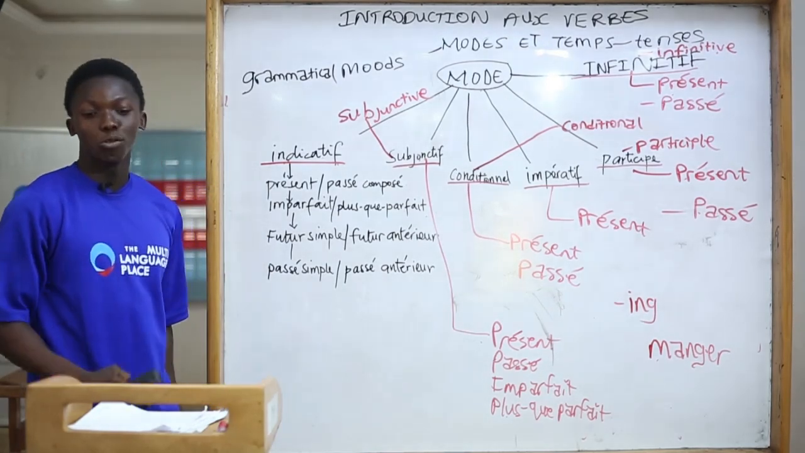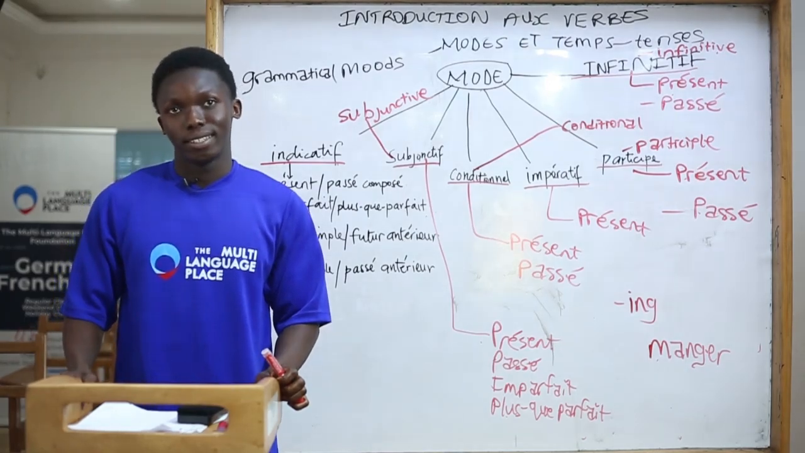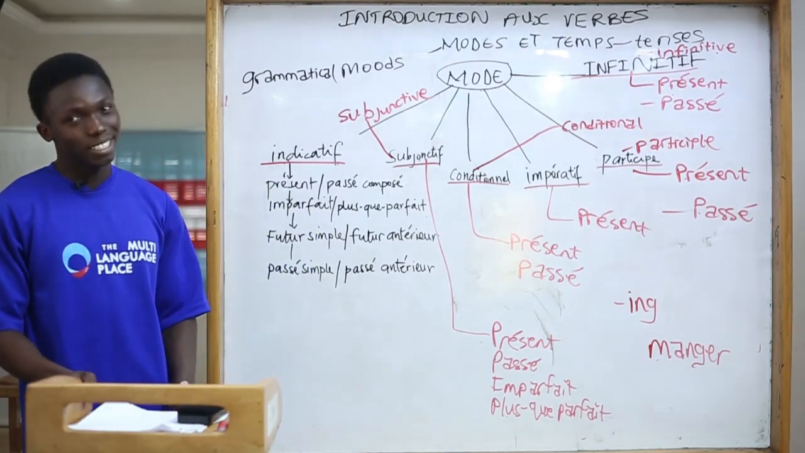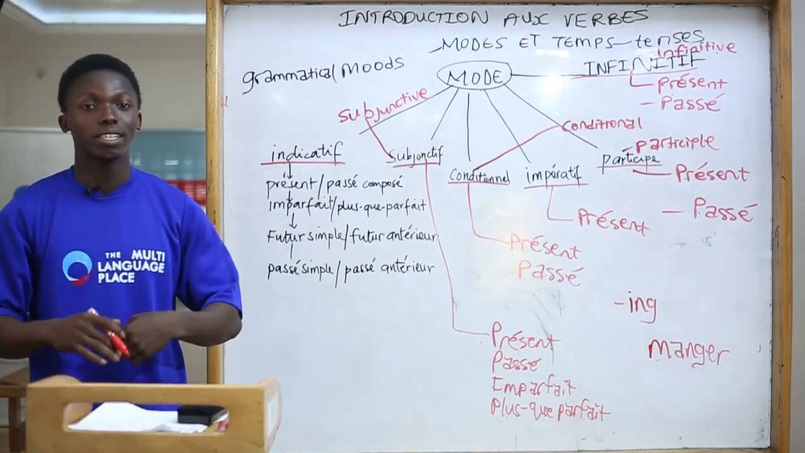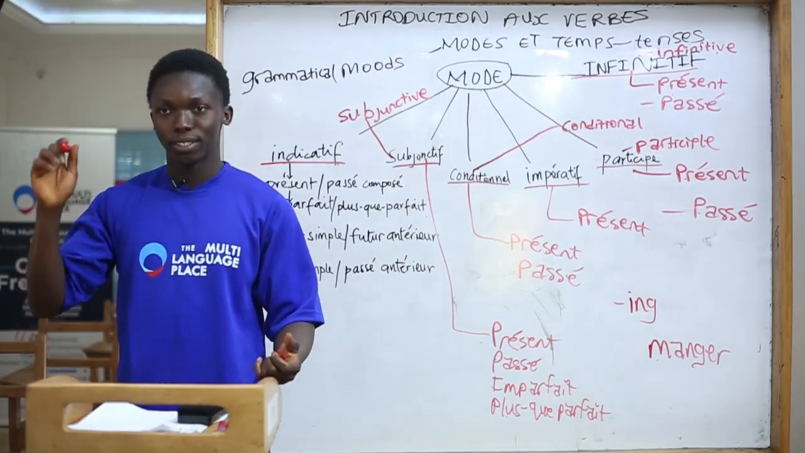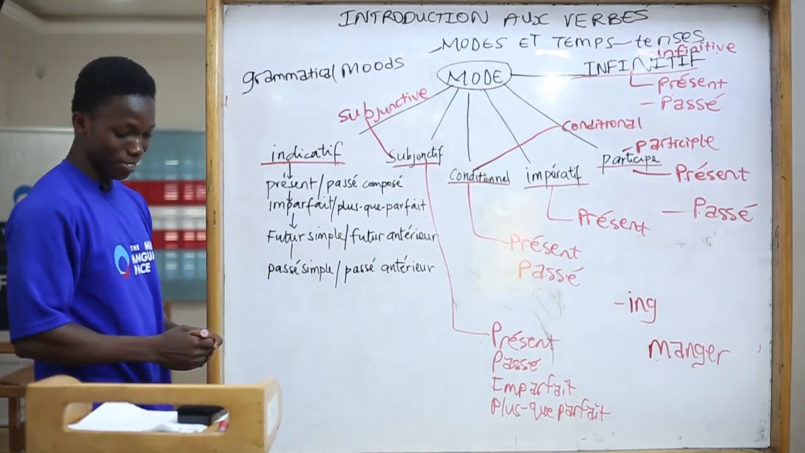Remember, as I said, if you want to say anything in French, there is 80 or 90% chance that you will be using the mode indicative, because it's either you are talking about the present event, past event, or something you plan to do in future. So indicative is my best mode.